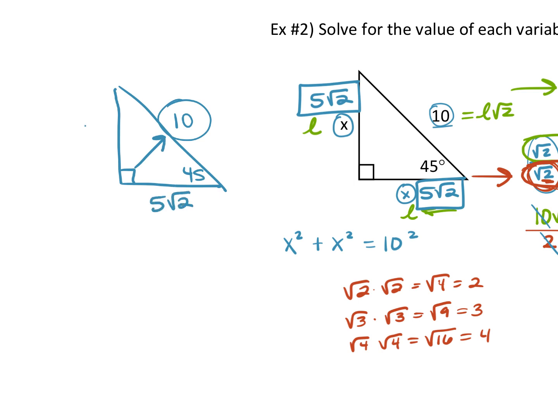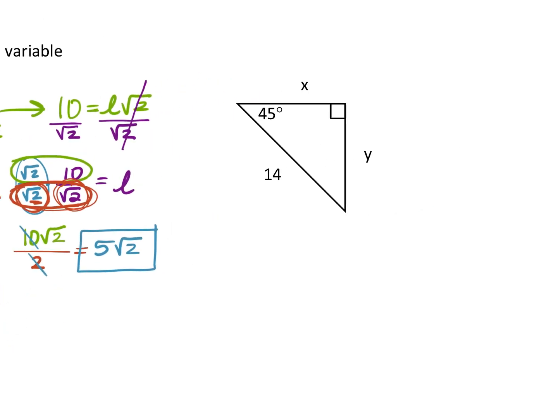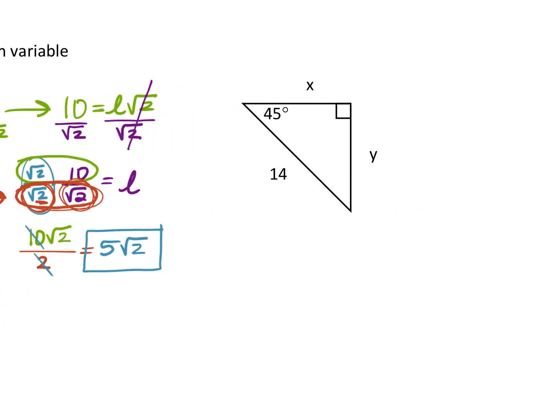by rad 2. Wait, so then for the next one, x and y would just be 7 rad 2? Yes. Oh, look at that. No, not yet. Right? So you're cutting it in half and you're multiplying by rad 2.